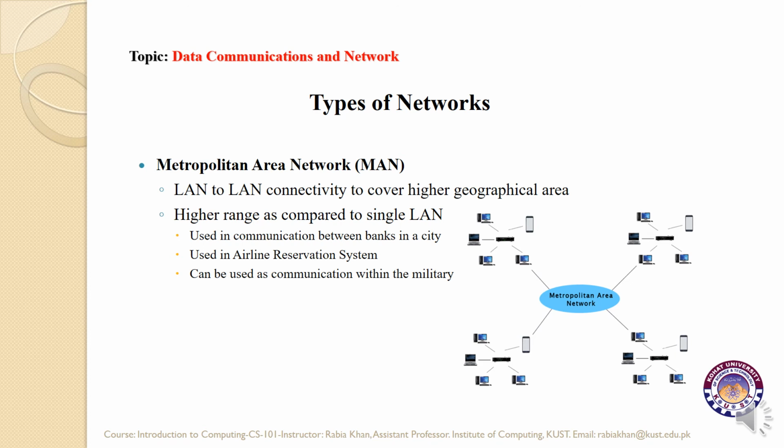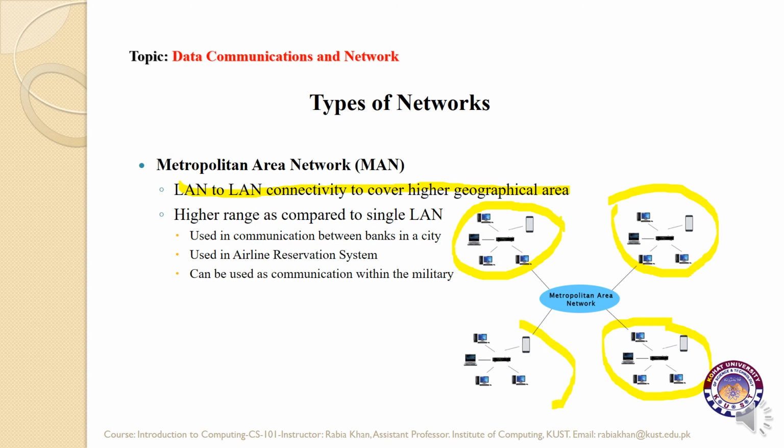Another type of network is the Metropolitan Area Network. It is a network that covers a larger geographical area as compared to a local area network. That means different LANs are connected together. This is one LAN, this is the second LAN, this is the third LAN, and this is the fourth LAN. So different LANs are connected together to form a metropolitan area network.